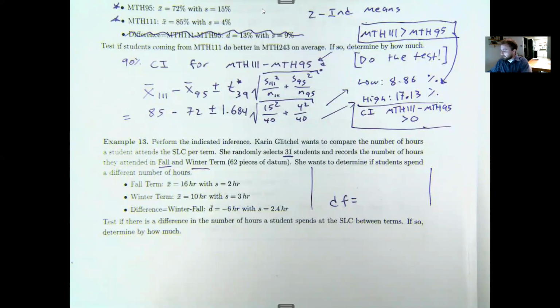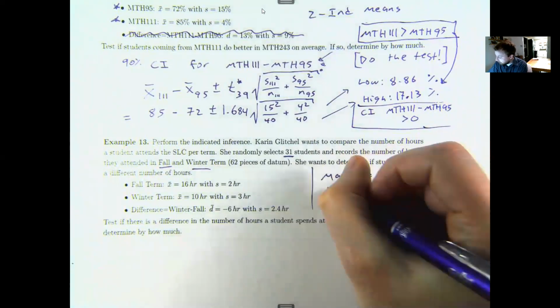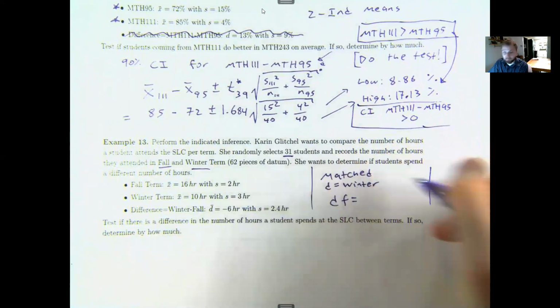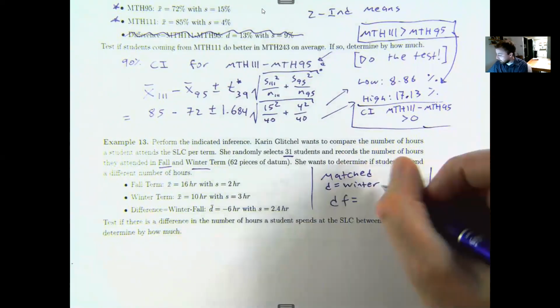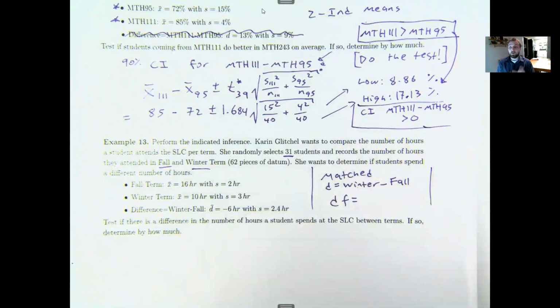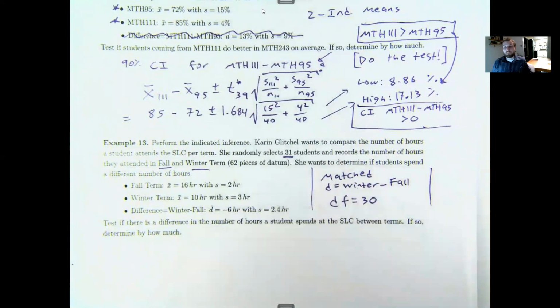When I hear the word same, I'm hearing matched. In particular, for the difference, I can take the amount of time they spent in the winter term and subtract from that the amount of time they spent in fall. It's a comma thing, fall, comma, winter. It's linked by the person. If there are 31 people, my degree of freedom here is going to end up being 30.